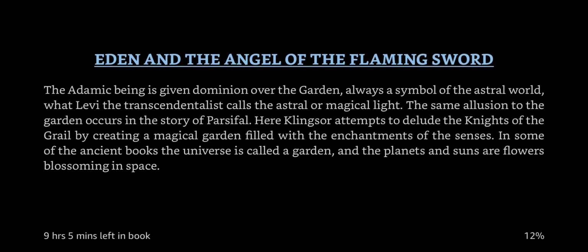Eden and the Angel of the Flaming Sword. The Adamic being is given dominion over the garden, always a symbol of the astral world, what Levi, the transcendentalist, calls the astral or magical light. The same allusion to the garden occurs in the story of Parsifal. Here, Klingsor attempts to delude the Knights of the Grail by creating a magical garden filled with the enchantments of the senses. In some of the ancient books, the universe is called a garden, and the planets and suns are flowers blossoming in space.